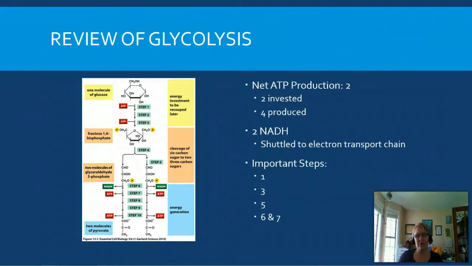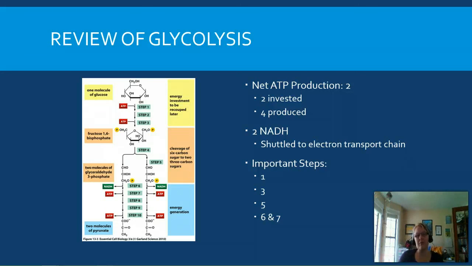So lastly, let's review glycolysis. As I keep saying, the net ATP production is 2, but remember that's not our goal. And it's net production because we have 2 invested and 4 produced for a total net of 2. We end up with 2 NADH molecules, and these are shuttled to the electron transport chain.